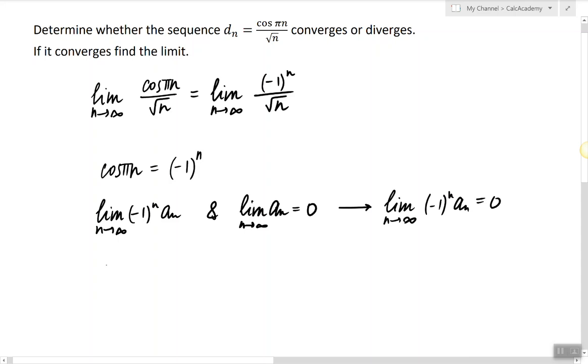So in our case, instead of using the squeeze theorem, we can just simply verify that the limit of the non-alternating part, which is always positive, goes to 0. And that's enough to conclude that the limit of this original alternating sequence is equal to 0.